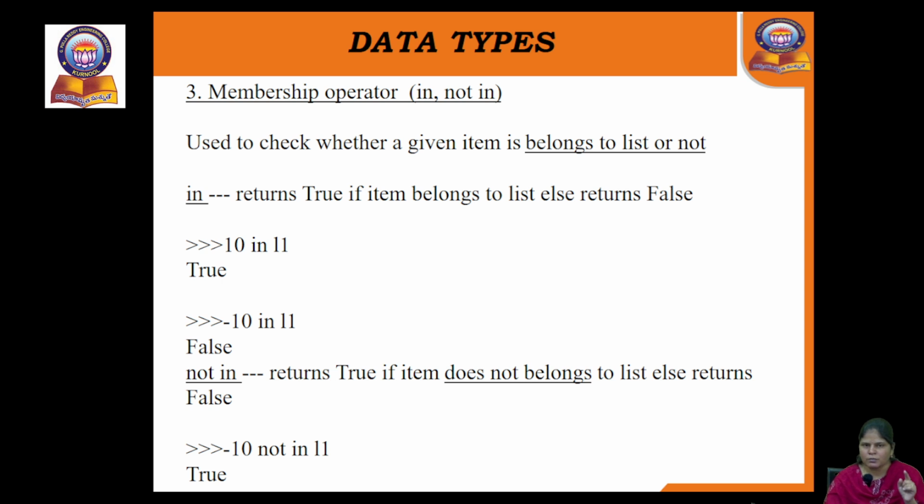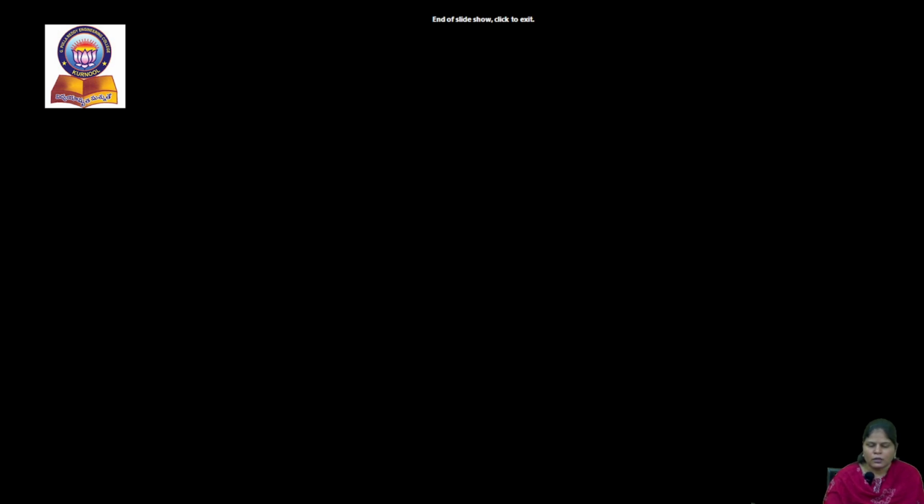So in will return true if the item belongs to the list. Otherwise, it will return false. There is another one, not in, which is quite the opposite of in. If the element doesn't belong to the list, it will give the output true. Otherwise, it gives the output false. Right? Thank you.